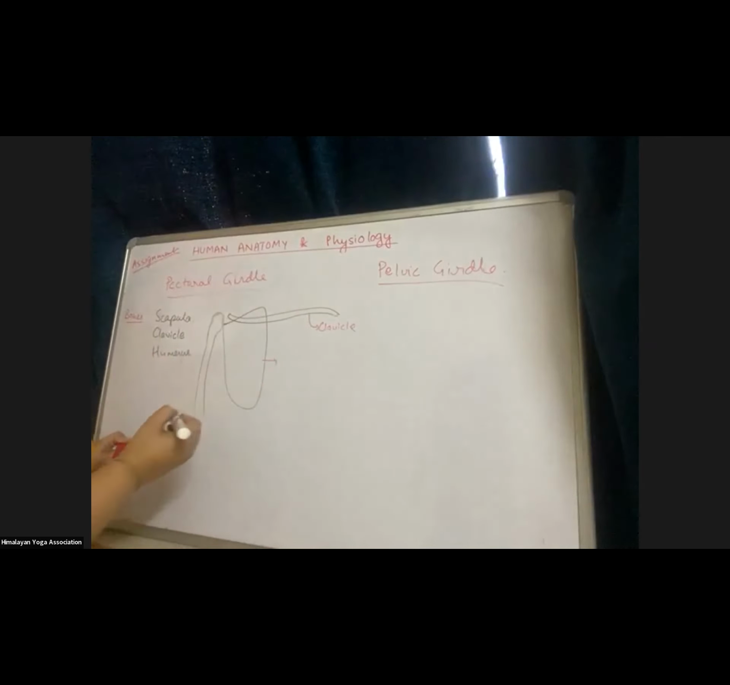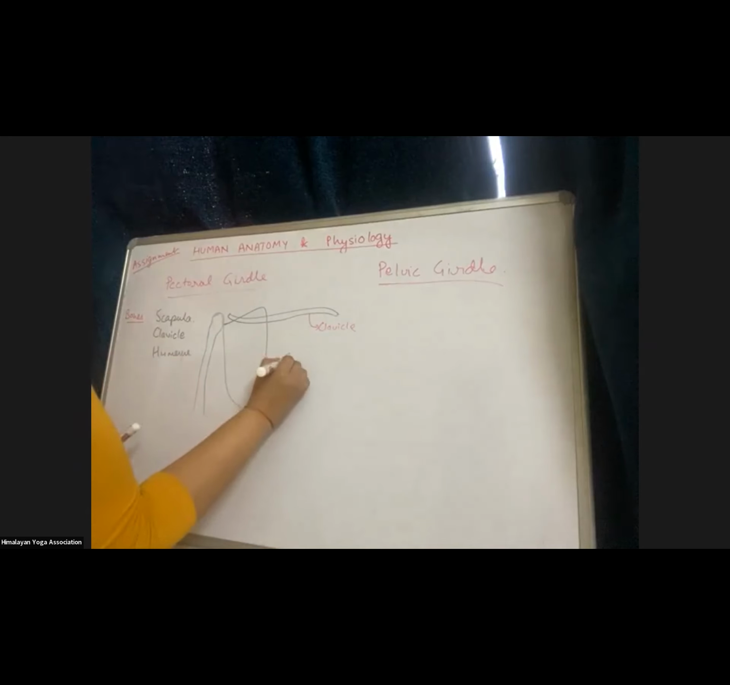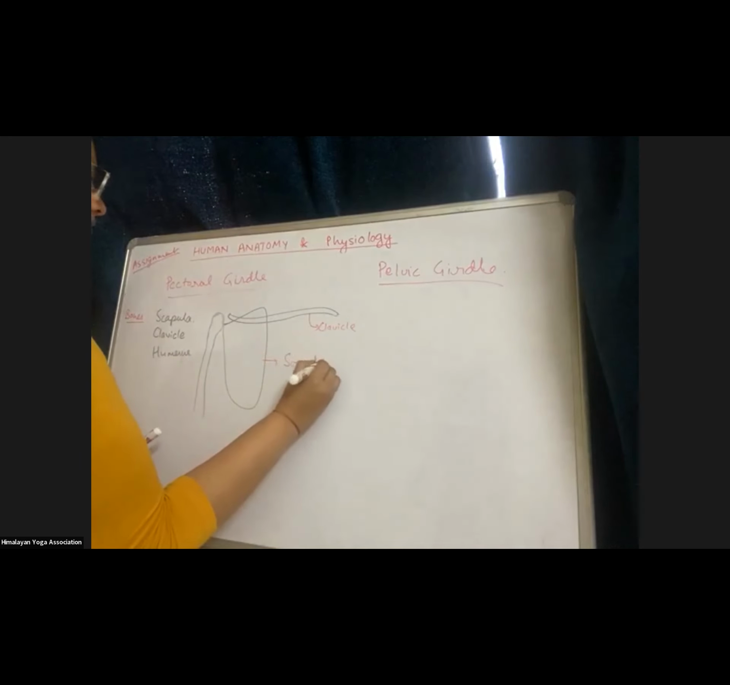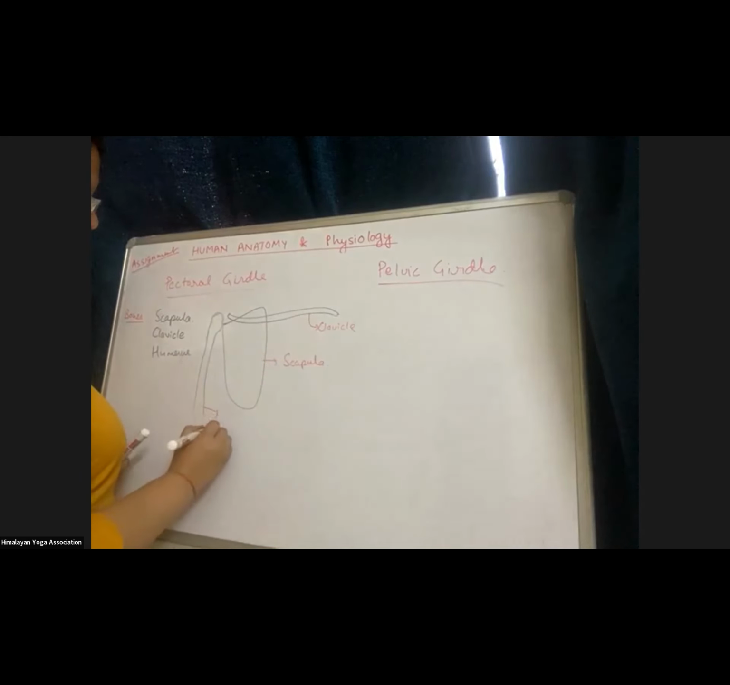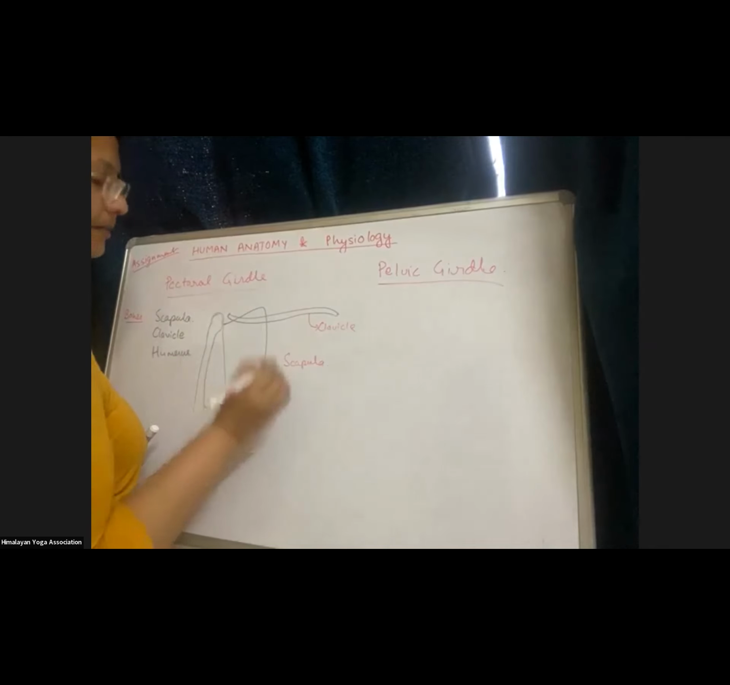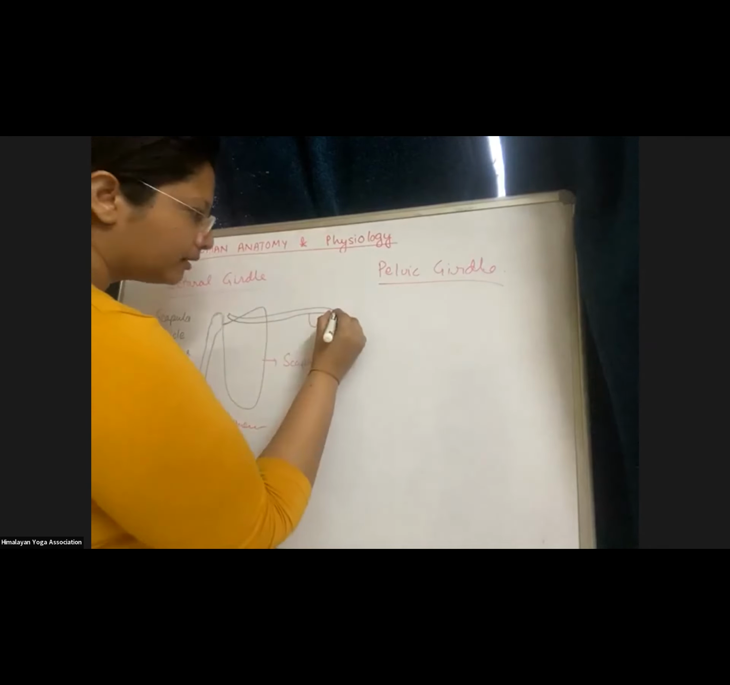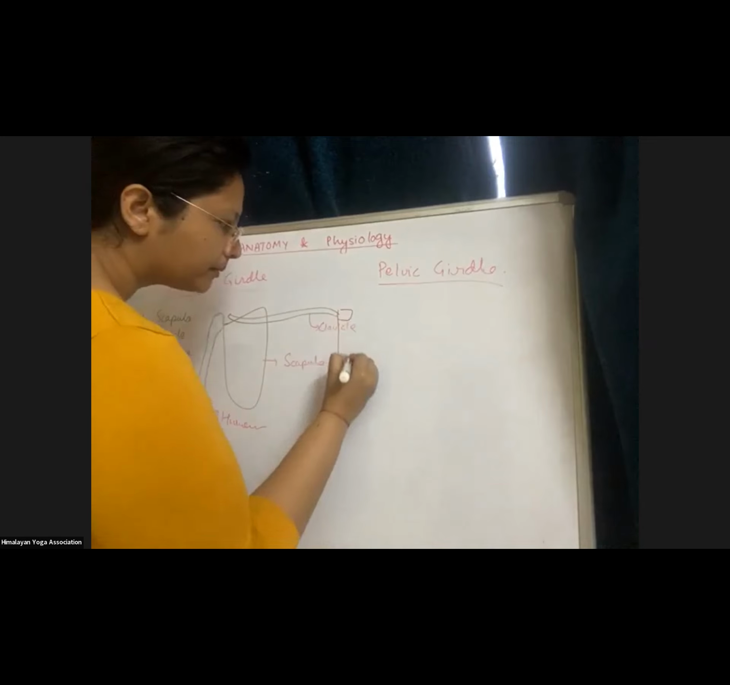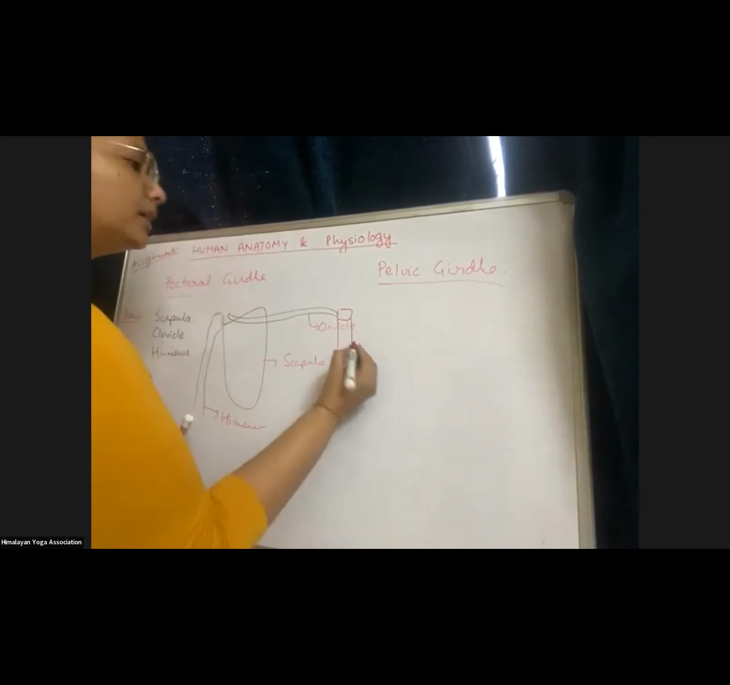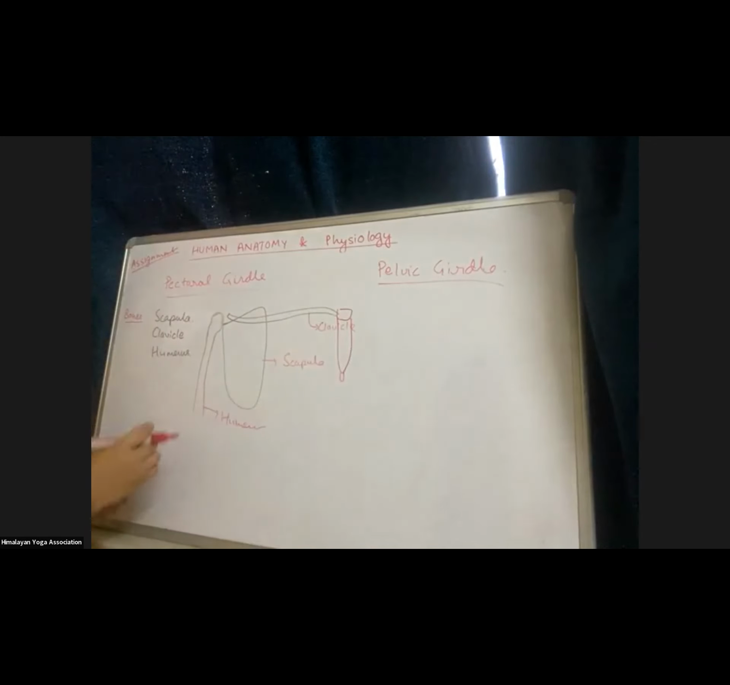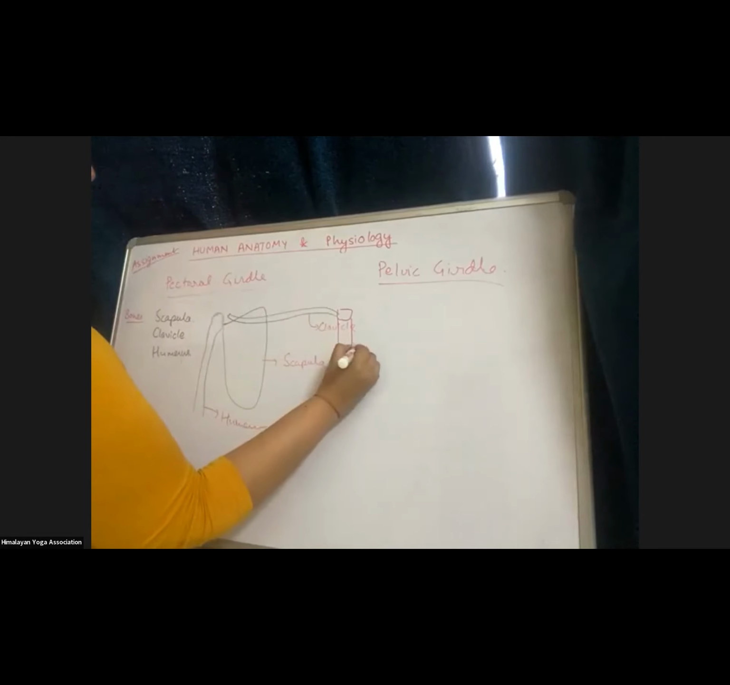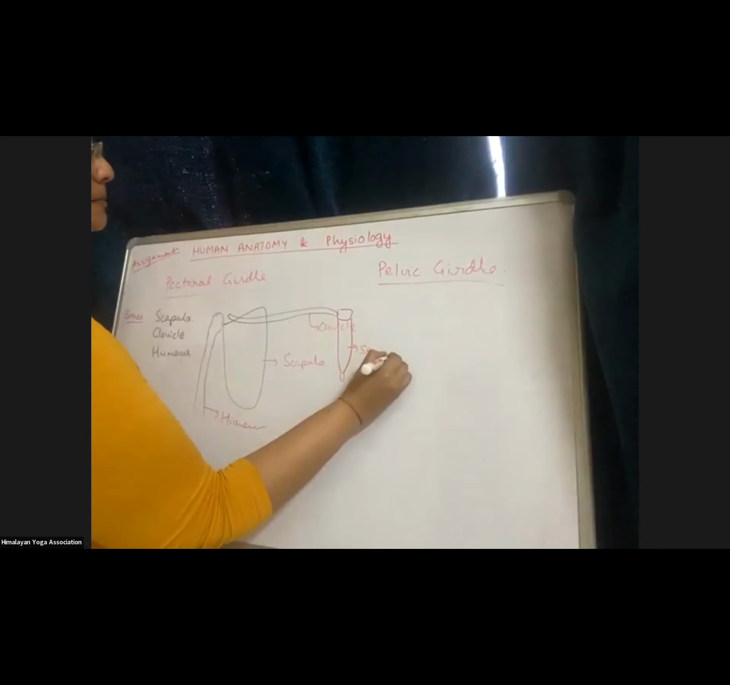This? This is the sternum. No, the scapula. Yes, the scapula, that's the back. And this? This is the humerus, the arm. Yes. And which bone is this? Sternum. Yes.